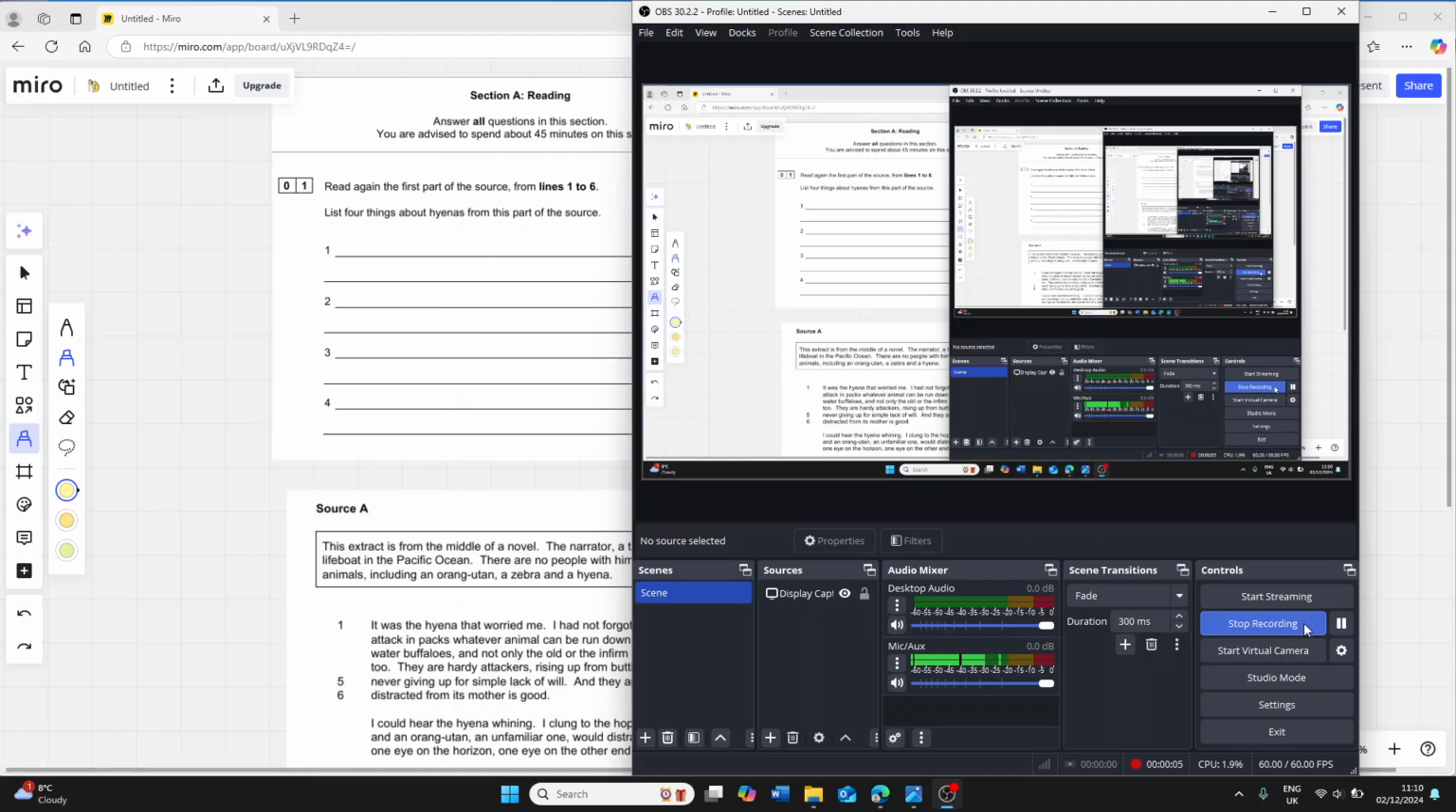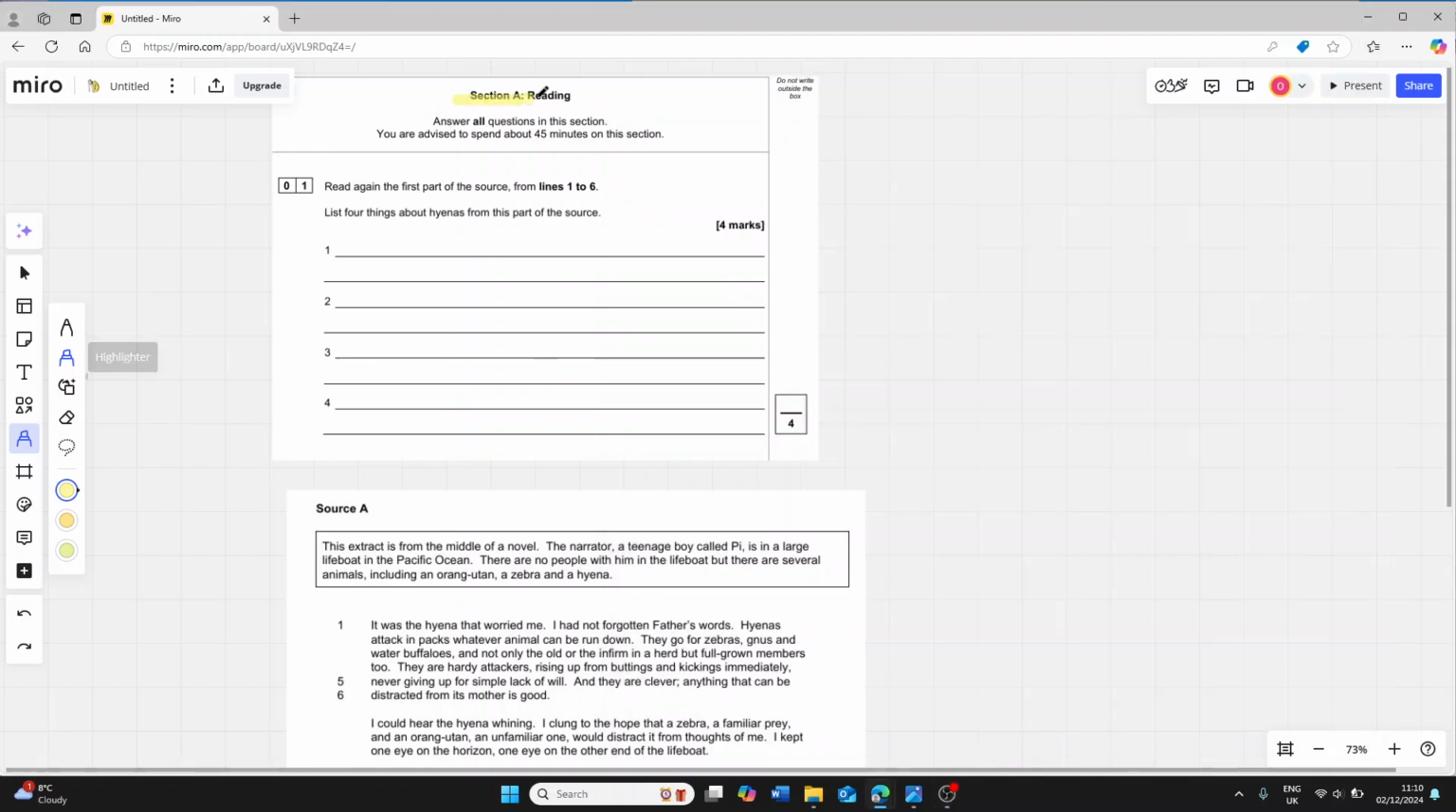In today's lesson we're going to look at AQA Paper 1 Section 1 for English Language. So as you can see here, we are in the reading section of the paper and we are in question 1. Now make sure you try and answer every question in our paper. So it says, read again the first part of the source from lines 1 to 6. So we're going to highlight lines 1 to 6.